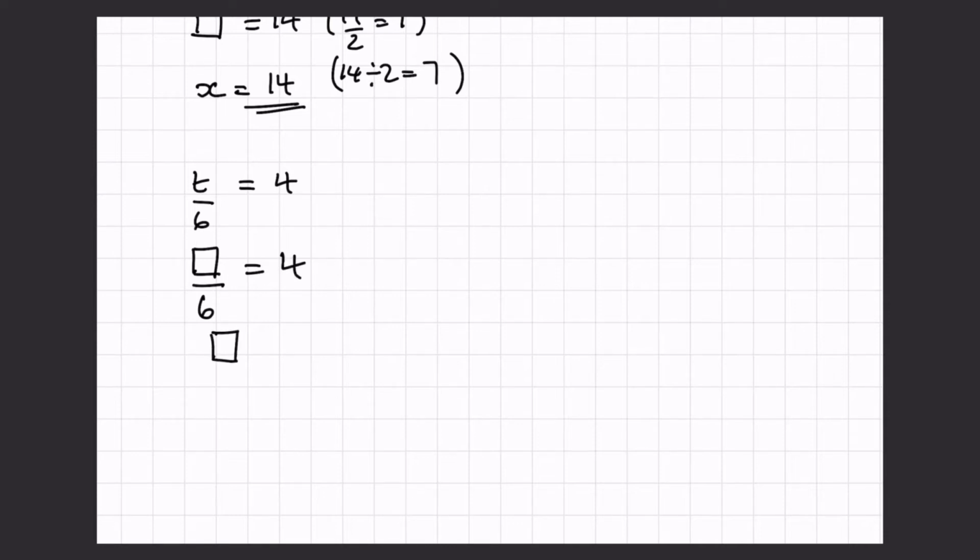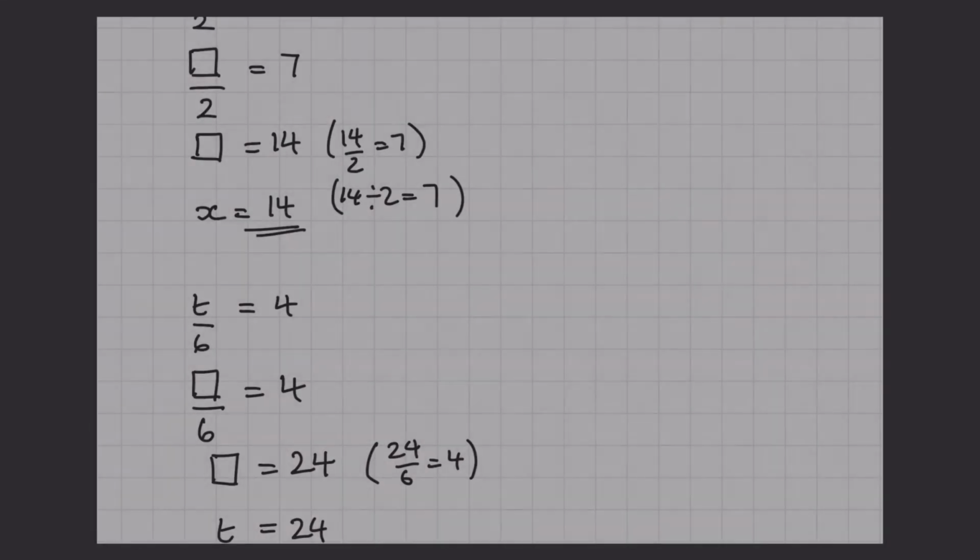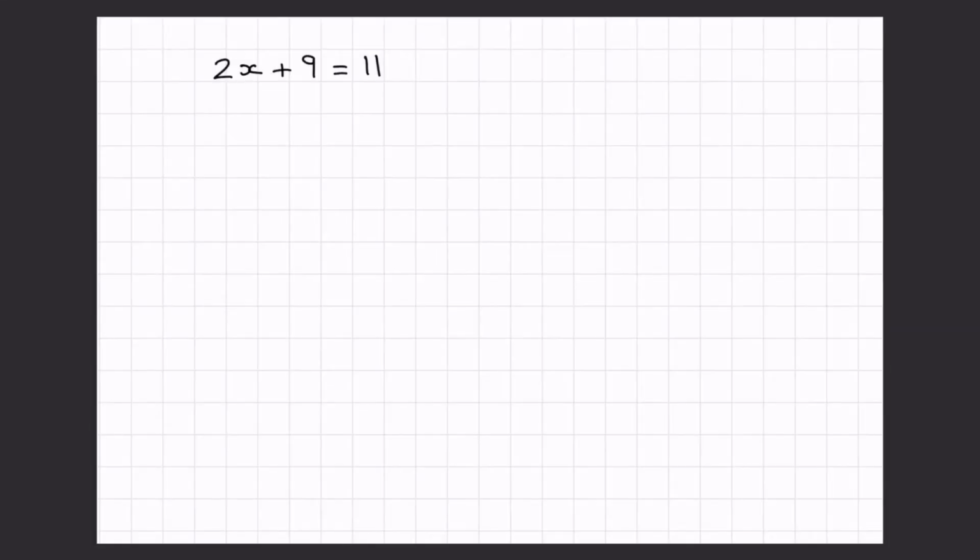Well, if you know your multiplication tables, you should know that that answer must be 24, because 24 over 6 is equal to 4. So our solution to t over 6 is t is equal to 24. We can, of course, take this idea further. We might have equations looking like this, and these are referred to as two-stage or two-step equations.